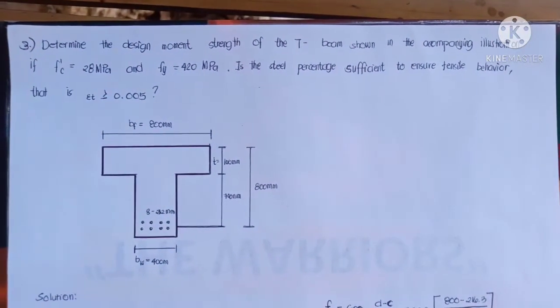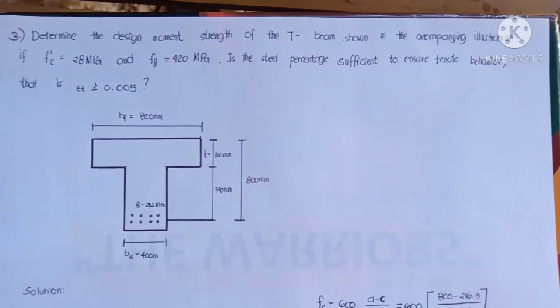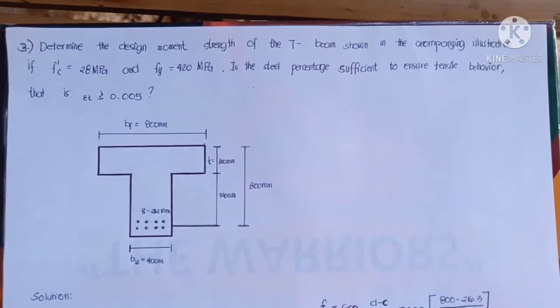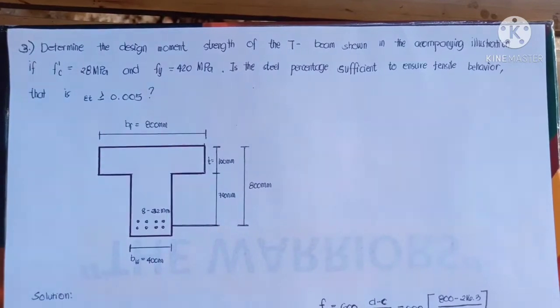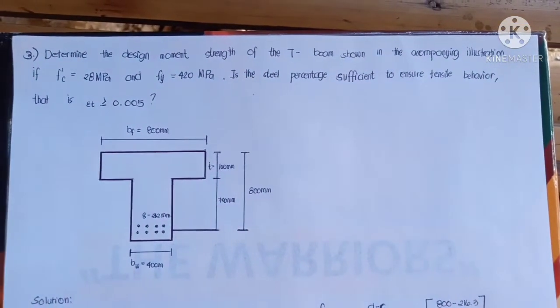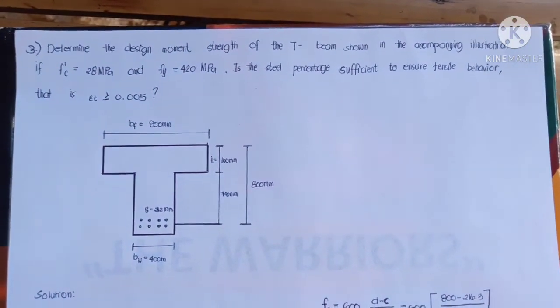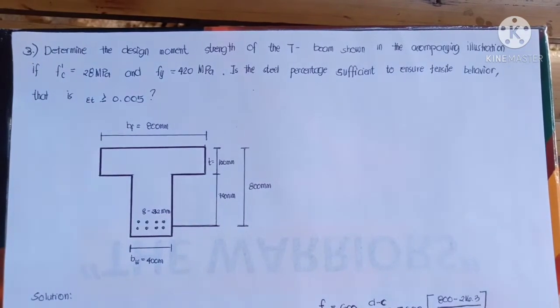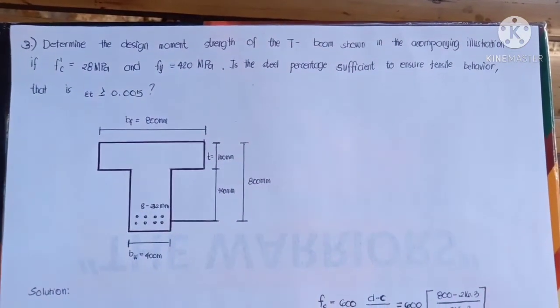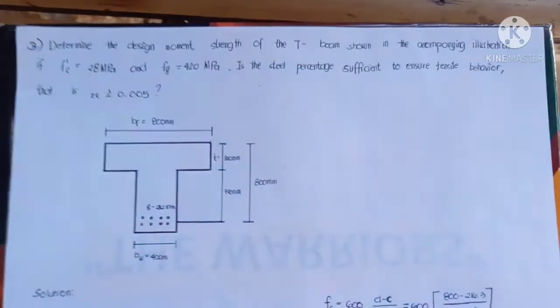Good day everyone. I'm here to discuss my solution on the pre-midterm examination problem number 3. We have here the problem to determine the design moment strength of the T-beam shown in the accompanying illustration if Fc prime is equal to 28 megapascal and Fy is equal to 420 megapascal.